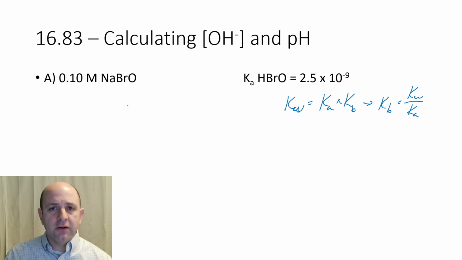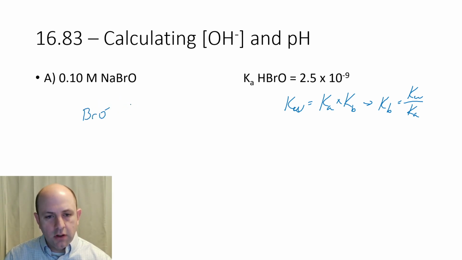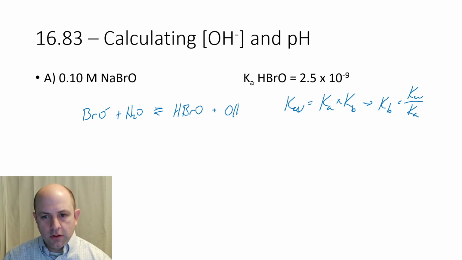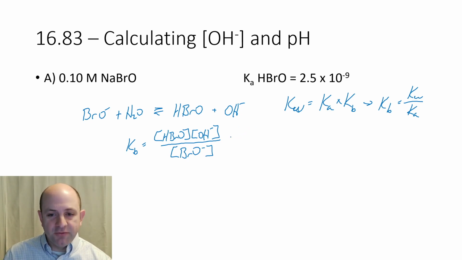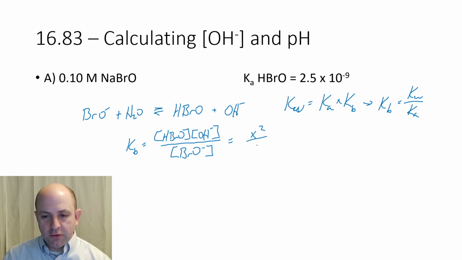In which case, now we can just write our normal equation for a base. We can say, okay, we got hypobromite. And if we react that with water, we will get the hypobromous acid plus hydroxide. That means if we write our Kb expression, it'll be equal to HBrO times hydroxide all over the hypobromite concentration. But we can, again, simplify that. It's going to be x squared over, in this case, the initial base concentration.